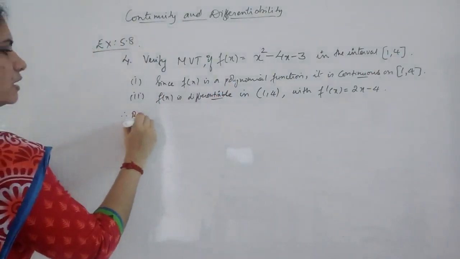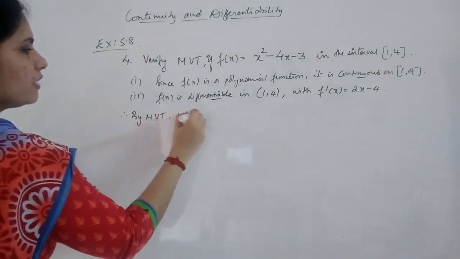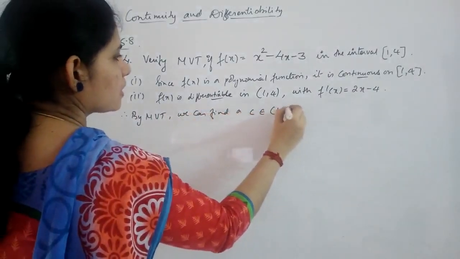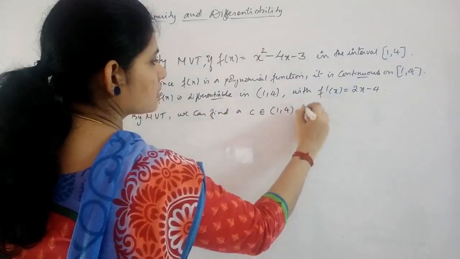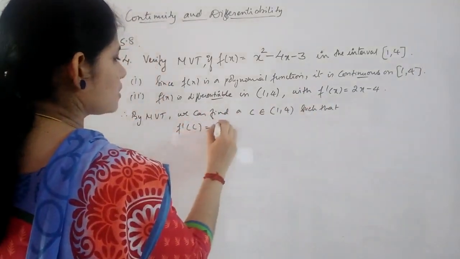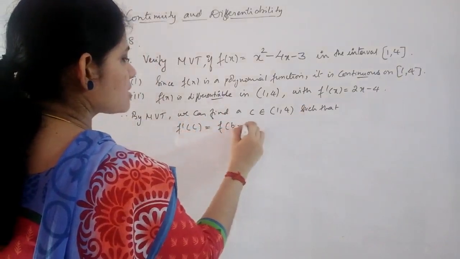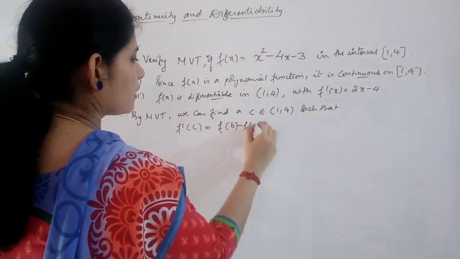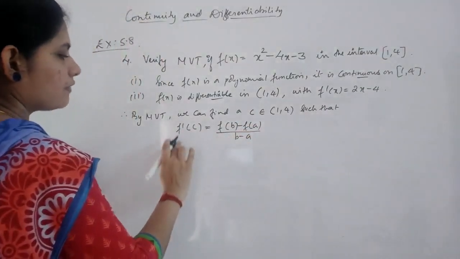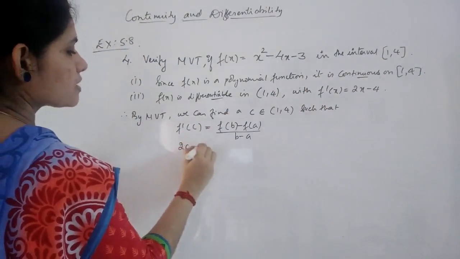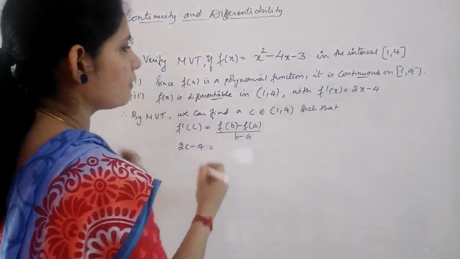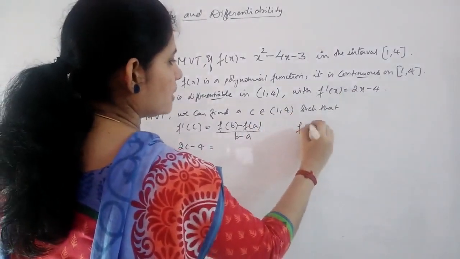Therefore by MVT we can find a c in the open interval 1, 4 such that f dash of c is equal to f of b minus f of a divided by b minus a. Now what is f dash of c? f dash of c is 2c minus 4. You are replacing x with c in f dash of x. And what is f of b and f of a? We need to find out.